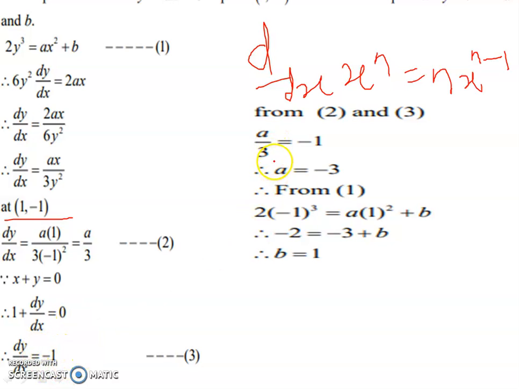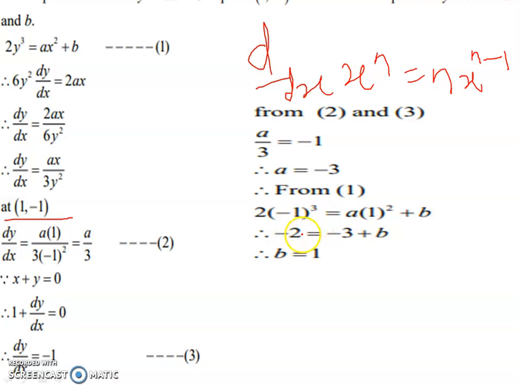So a upon 3, the slopes are equal. A upon 3 is equal to minus 1. So a is equal to minus 3. So we have to put the value of a is equal to minus 3 in the above expression, 2y cube is equal to ax square plus b. So we derive the value of b here.